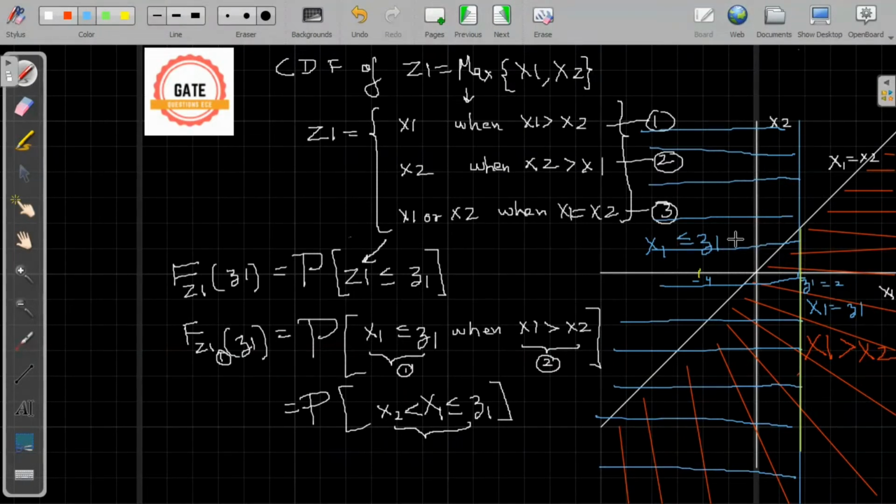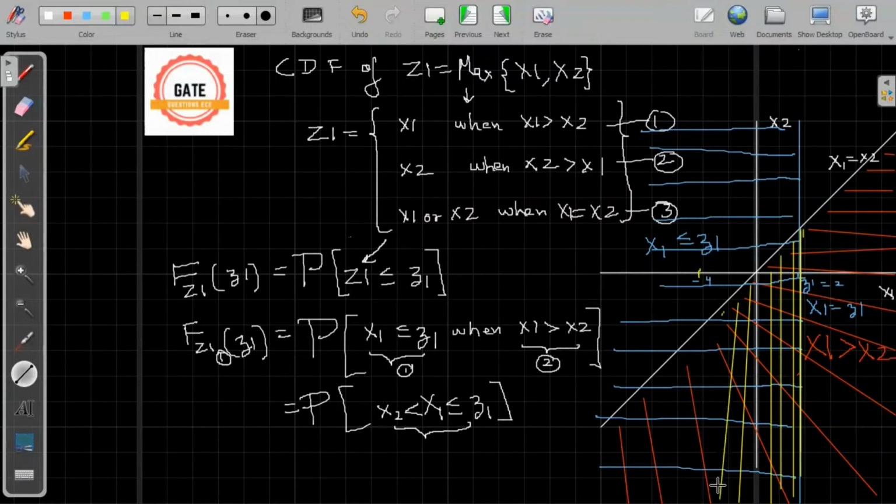So the region common to this blue region and red region is this region. So I'm going to draw it with yellow lines. It will include this x1 equal to z1 line, this line, as well as the region to the left of this line that lies below this x1 equal to x2 line. So this is the region specified by this equation, this whole region that I'm drawing here with yellow lines.